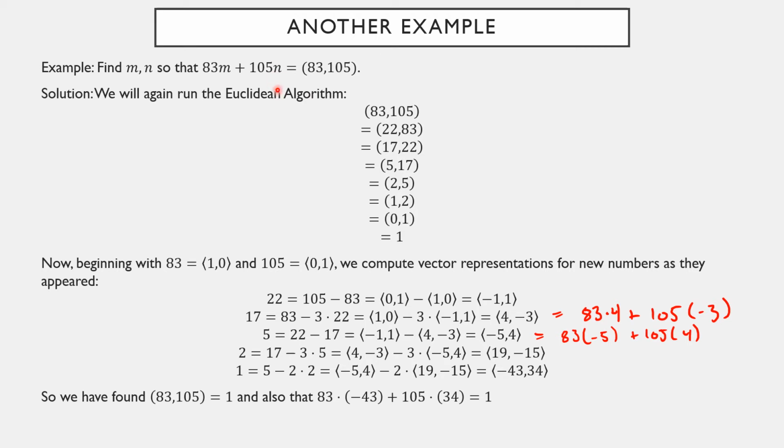Guess and check was going to take a really long time to get you to one of the answers of 83 times negative 43 and 105 times 34. So getting accustomed to running this sequence of steps is, trust me, incredibly much faster than trying to do this by guess and check. Learn how to work with these vectors, and you will save yourself so much frustration and time on working through these extended Euclidean algorithm problems.